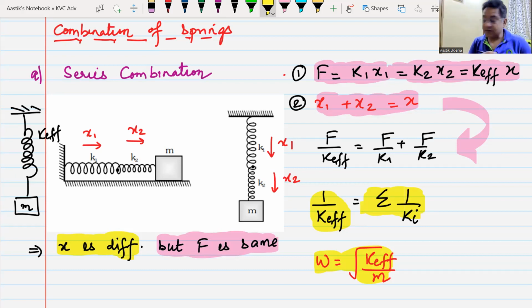So, since one combination is known as series, the other combination would be known as parallel combination. What we see in series combination, in parallel combination we see the exact opposite or reverse. What do you mean by exact opposite or reverse? Means addition, summation of k_i, whatever.